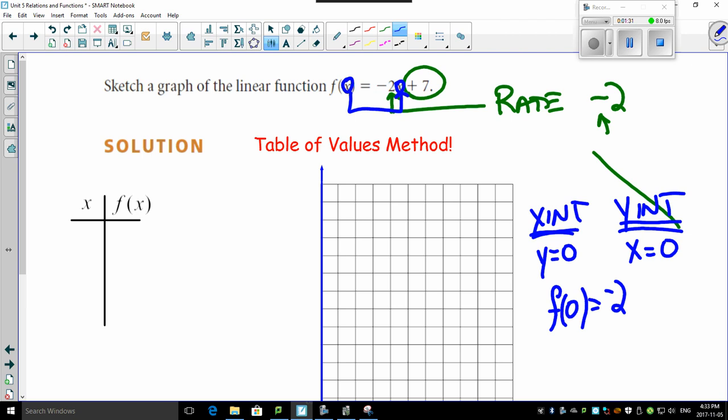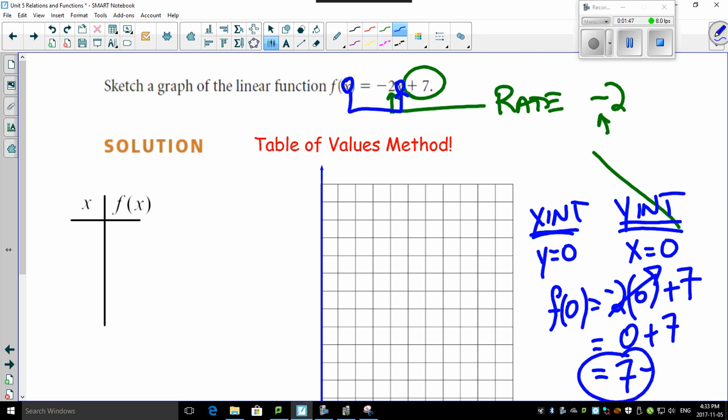So this would be -2 times 0 plus 7. Check this out. -2 times 0 is just 0, plus 7. So look at this. I have a value of 7. So this means that my y-intercept is in fact 7.